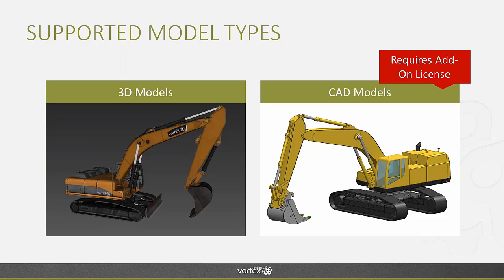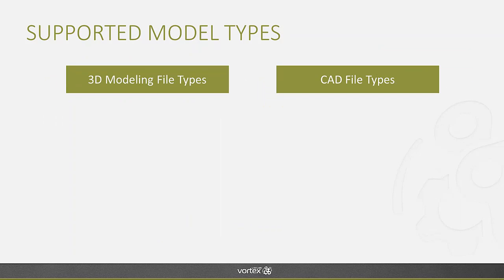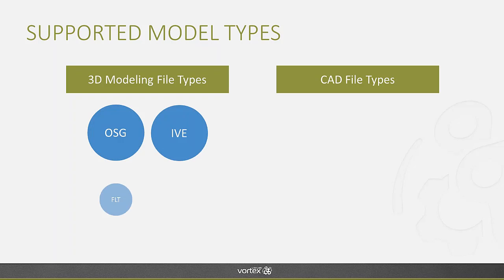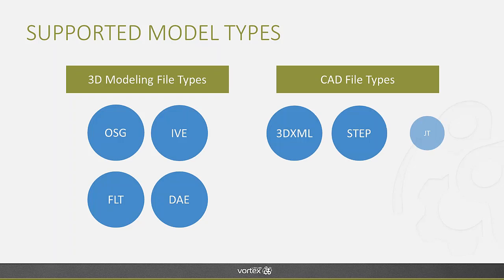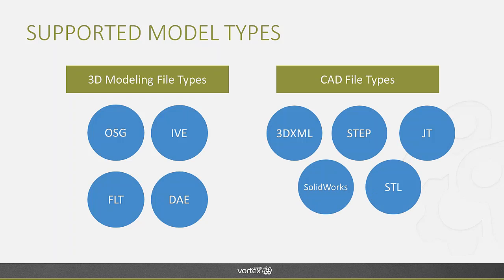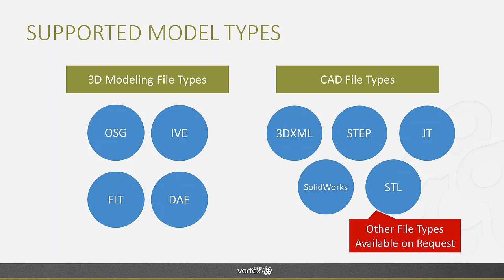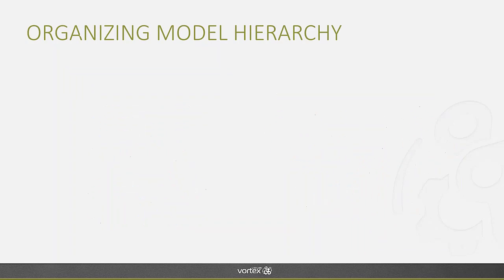It does require the CAD Optimizer add-on license, which is available as an optional purchase. From a file types perspective, we support 4 3D modeling file types. OSG, IV, and flight models have been supported for quite some time, and 6.6 saw the addition of the very popular DAE pipeline. On the CAD front, we support 3D XML, STEP, JT, SolidWorks, and STL out of the box with the CAD Optimizer add-on, but please note that if you need other file types, they are available on request, so make sure to talk to your Vortex representative.